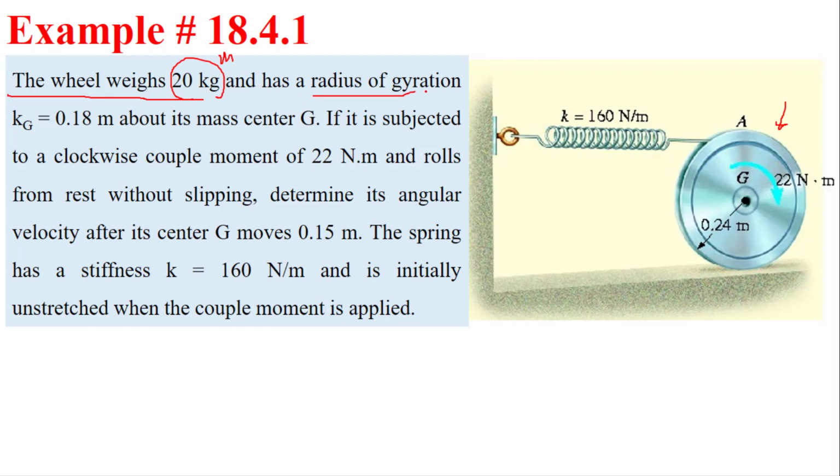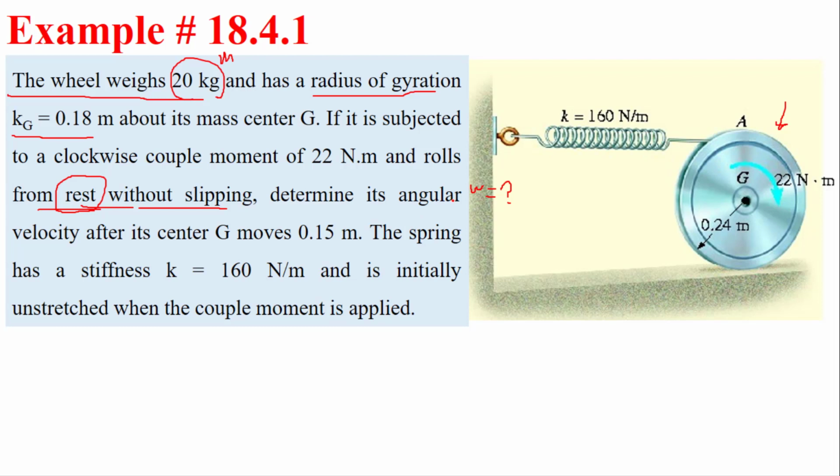Okay. And has a radius of gyration K with subscript G for the centroid, 0.18 meter, about its mass center G. If it is subjected to a clockwise couple moment, this is the moment, and rolls from rest, this is very important, we'll come back to this word, without slipping, so there is no slip. Determine its angular velocity after its center moves 0.15 meter. So we need to find omega. So omega is unknown.